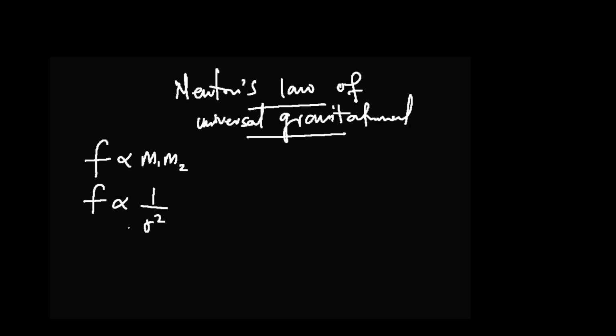You get the law? I'll take it again. Newton's law of universal gravitation states that the force of attraction between any two masses is directly proportional to the product of their masses and inversely proportional to the square of their mean distance apart. That is what the law states. What is this law trying to let us understand?